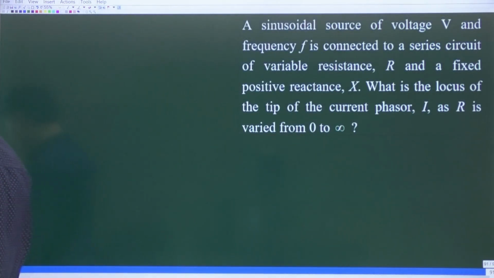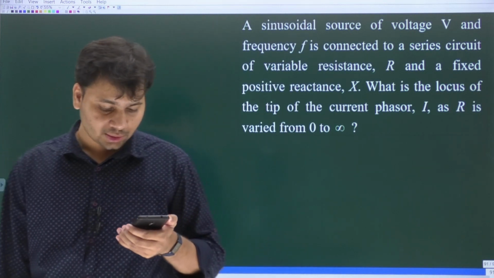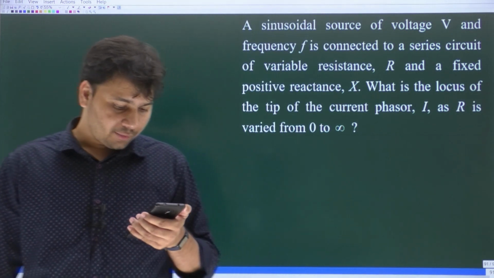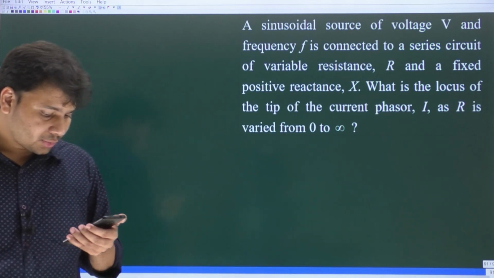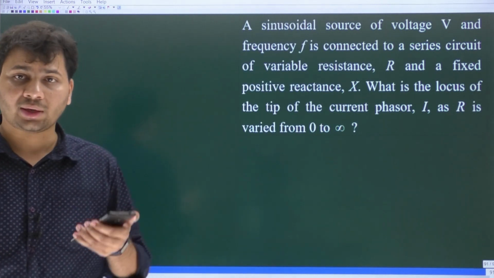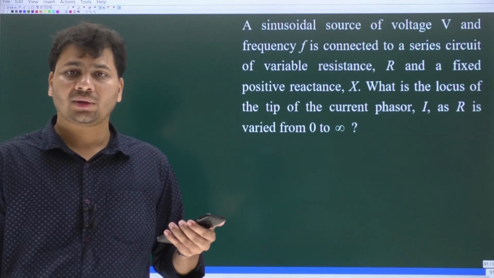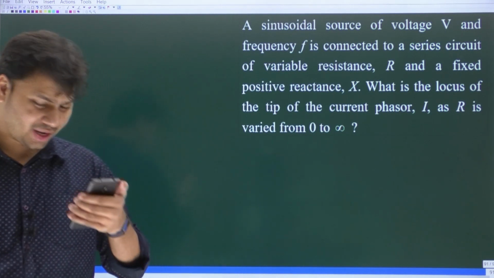Okay, this is our next question. Please read this question, all of you. A sinusoidal source of voltage, that means what? We have a sinusoidal voltage source which has a phasor voltage of capital V and frequency F, connected to a series circuit of variable resistance R and a fixed positive reactance X. That means what? We have a resistor and some impedance in series. We have some resistance and an impedance both connected in series across what?